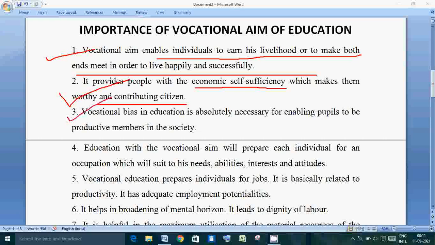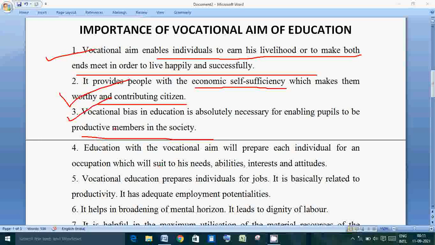Next, the third point that we have: vocational bias in education is absolutely necessary for enabling people to be productive members in the society. In the education system, if we have vocational education, a vocational aim, then what will it do? It will enable students so that they can be productive members of the society.